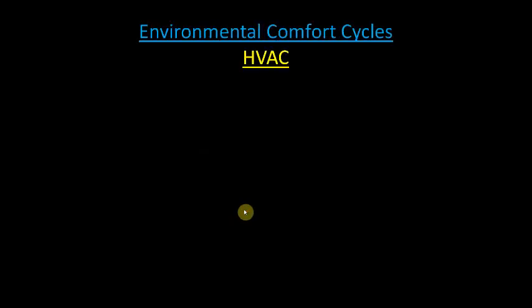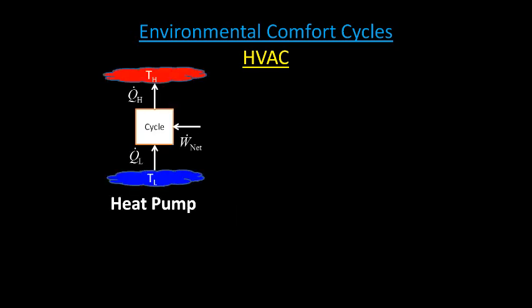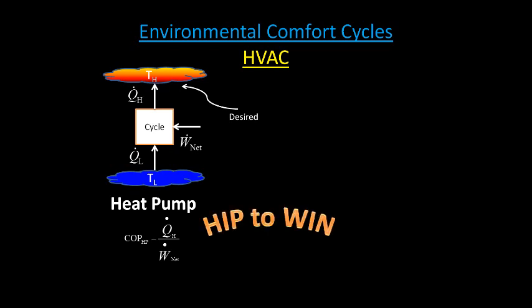Two cycles that we discussed earlier for an HVAC system include a heat pump, where the high temperature reservoir is our desired outcome. Therefore, the coefficient of performance of a heat pump is the rate of heat transfer to the high reservoir divided by the power applied to the cycle. Using HIP to win, we know that the rate of heat transfer out of the cycle is negative, and our power into the cycle is also negative. A negative divided by a negative yields a positive value for our coefficient of performance for a heat pump.